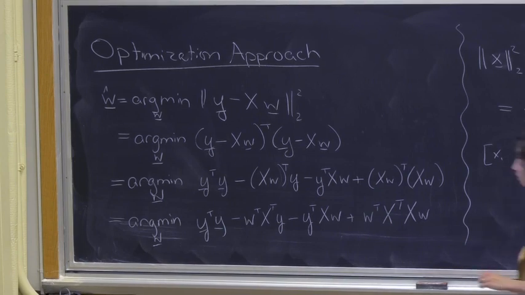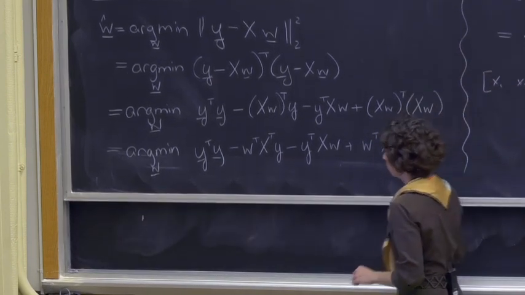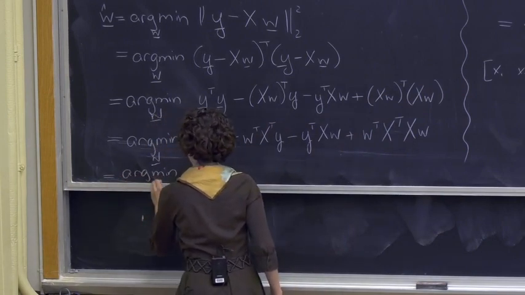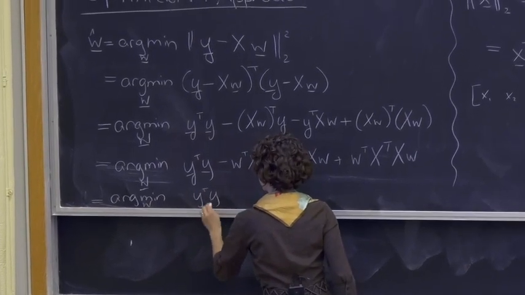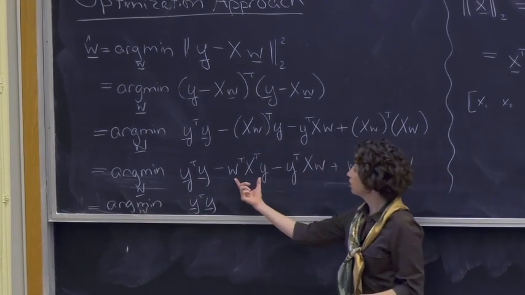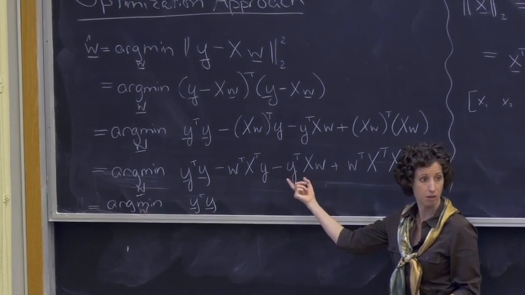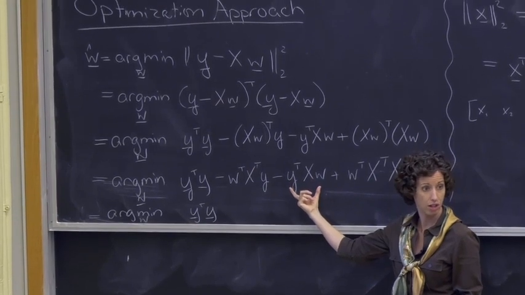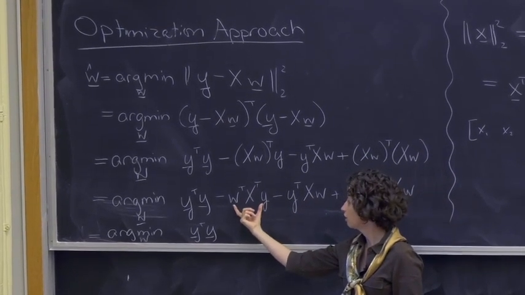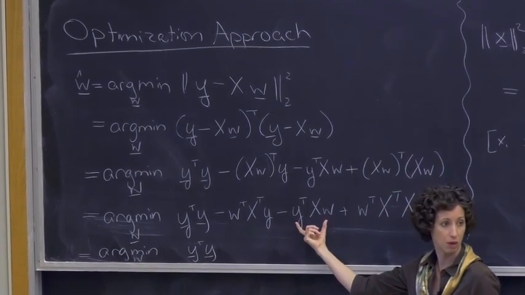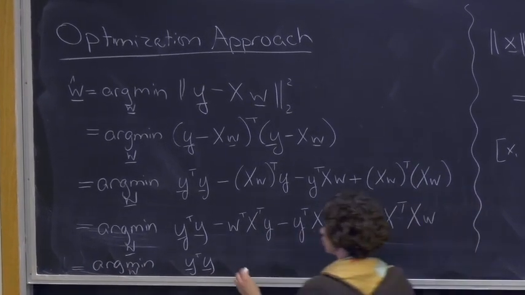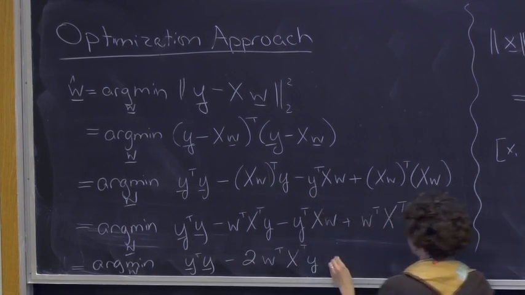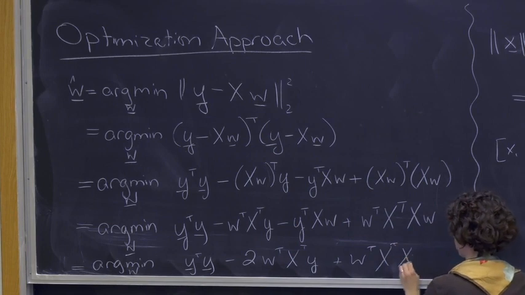Okay, and there's one final simplification that we can do, which is optional but maybe a little convenient. This is the same as the argument over w, y transpose y. These things in the middle here, these are scalars, right? Once I multiply y transpose times x times w, it's just a scalar. And so this scalar and this scalar, they're exactly the same number. And so this is just minus 2 times w transpose x transpose y plus w transpose x transpose xw.